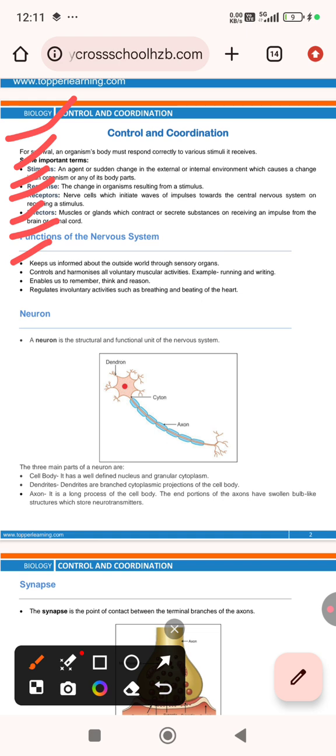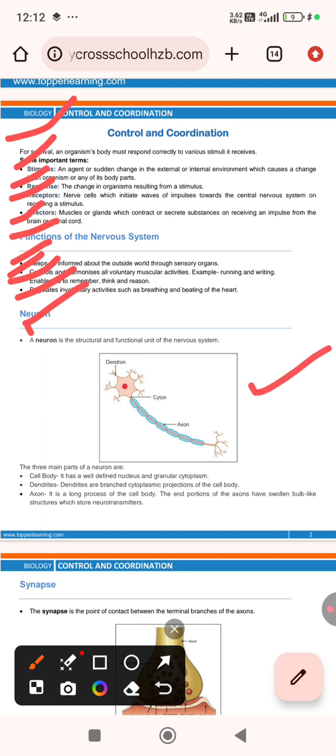The nervous system keeps us informed about the outside world through sensory organs. It controls and harmonizes voluntary muscular activities, for example running and writing. It enables us to remember, think and reason. It regulates involuntary activities such as breathing and beating of the heart. Neuron is the structural and functional unit of the nervous system.